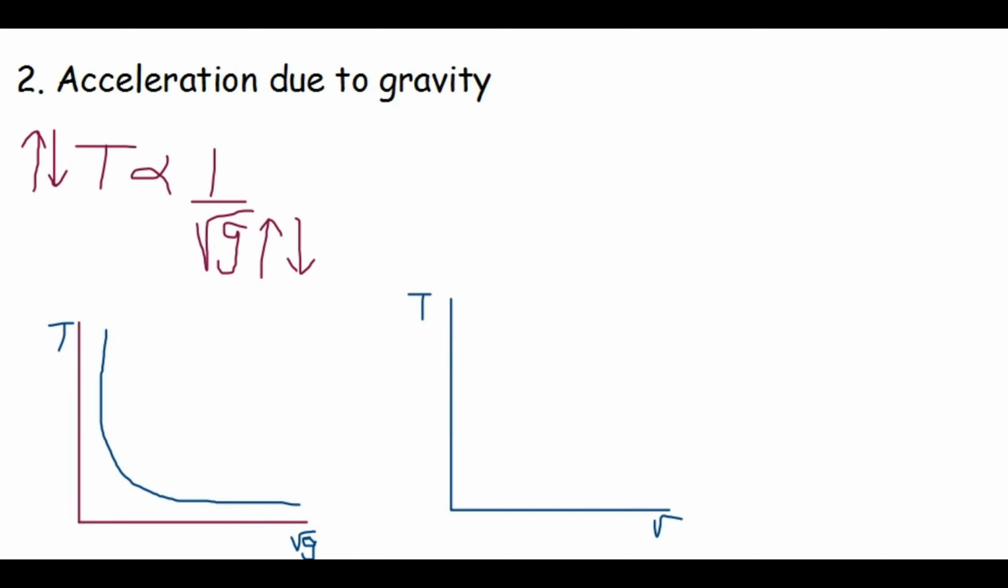Oh, pardon. 1 over root g. Where it is 1 over root g, it is now as if T is directly proportional to 1 over root g. So the graph is going to look something like this.